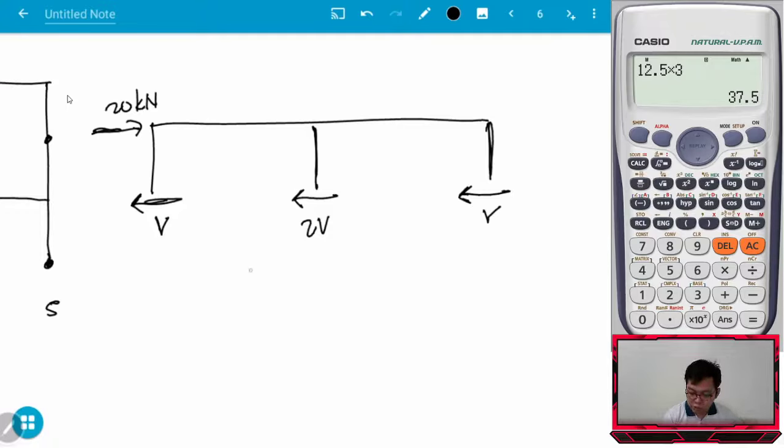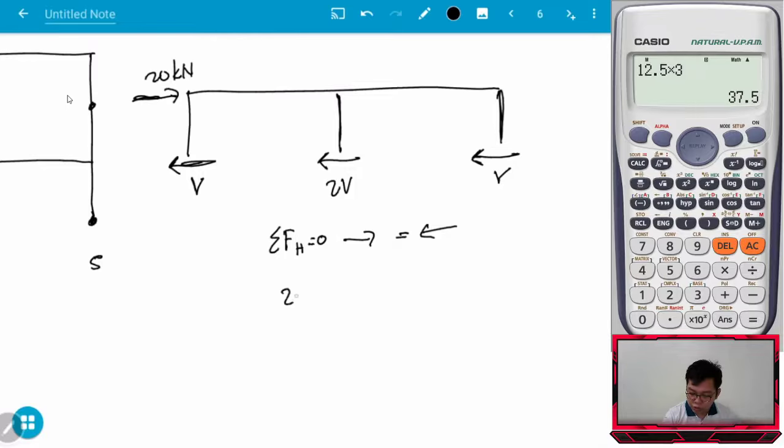Okay, so summation of forces horizontal is equal to 0. To the right equals to the left. Ano yung to the right? 20 kilonewton. Okay, that must be equal to the left. That is actually V plus 2V plus V. Okay, so meaning that is actually 20 is equal to 4V, or V is simply equal to 5 kilonewton. Okay? Therefore, alam ko na yung mga shear dyan.